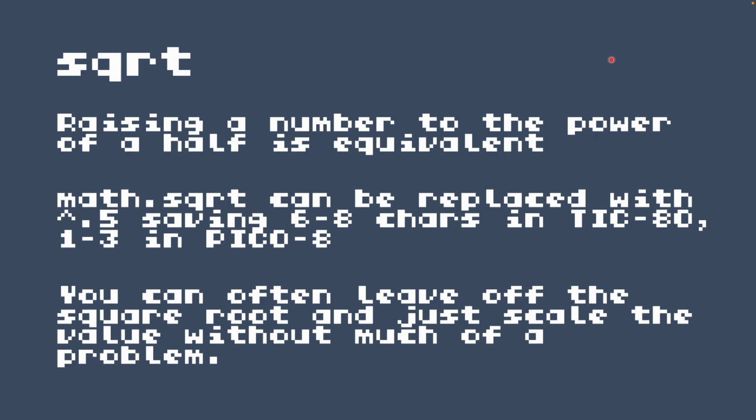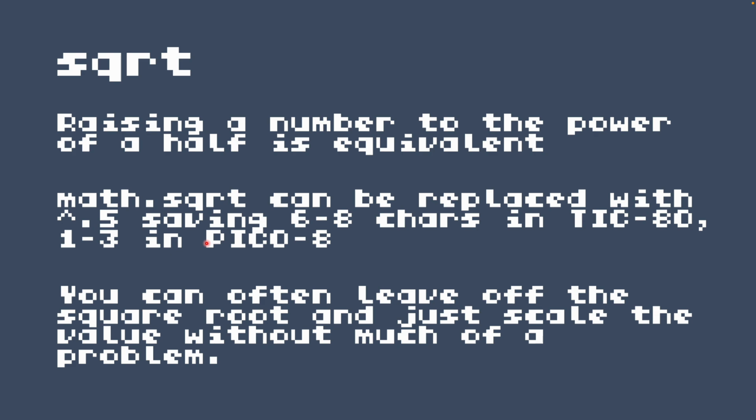And the reason for that is that obviously you don't have to use the math prefix in PICO-8, and square root is 4 letters, to the power of 0.5 is 3, but you have the potential to shave 2 more characters off, because in math.sqrt you had to include the brackets, but depending on your expression in PICO-8 you may not have to. So obviously if there's multiple terms you will have to, but if it's a single variable or a single number you can get away with it.